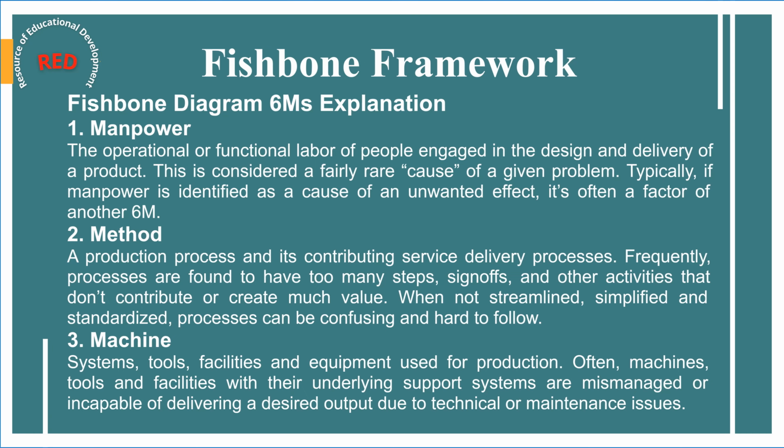As I highlighted at the start of my video, we will get into details of the fishbone diagram 6M explanation for the manufacturing industry. Let's start from Point 1. Manpower, the operational or functional labor of people engaged in the design and delivery of a product. This is considered a fairly rare cause of a given problem. Typically, if manpower is identified as a cause of an unwanted effect, it's often a factor of another 6M. This category is for anything related to the manpower associated with the process.